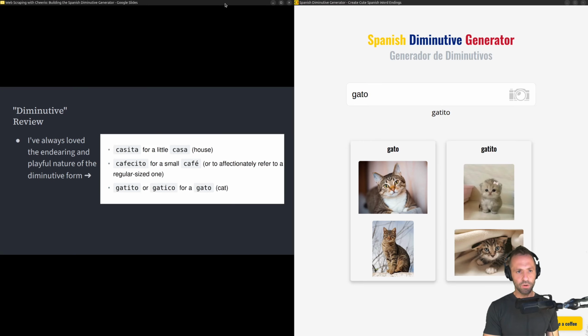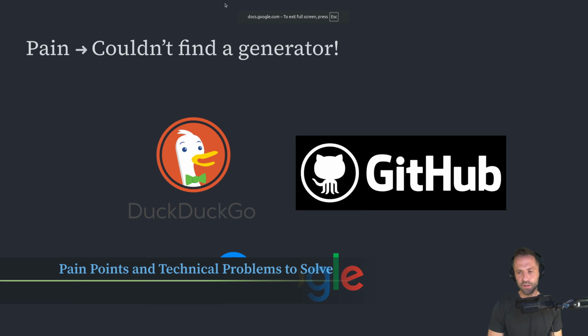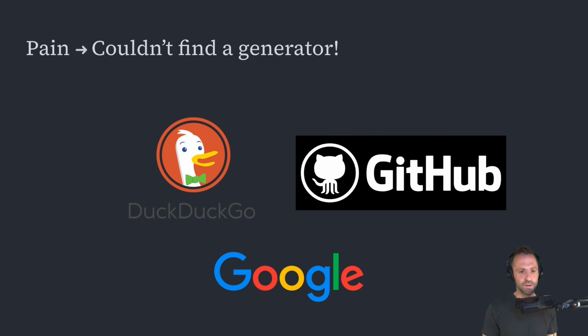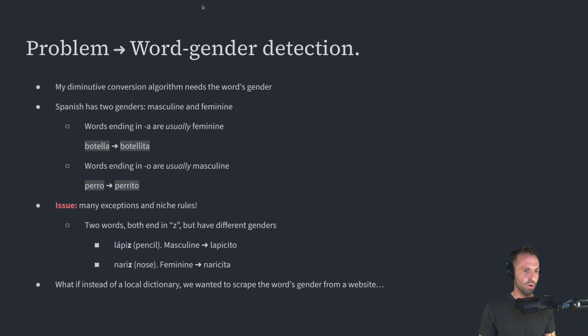And no matter where I looked, I could not find another generator out there. I thought at least some graduate student or linguist would have published something, but I couldn't find another solution anywhere. So I needed to solve some of these problems. One of them was word gender detection. My diminutive conversion algorithm needs the word's gender.